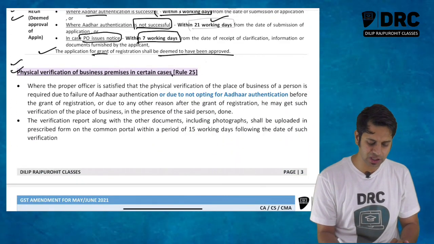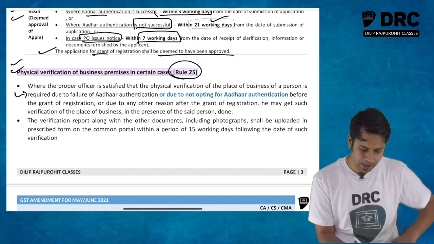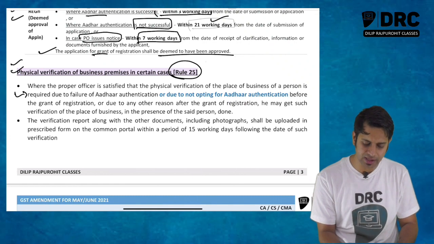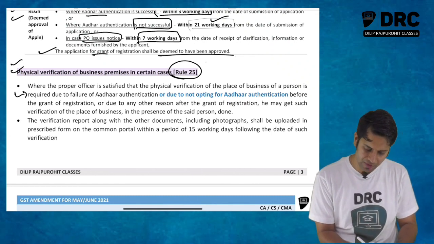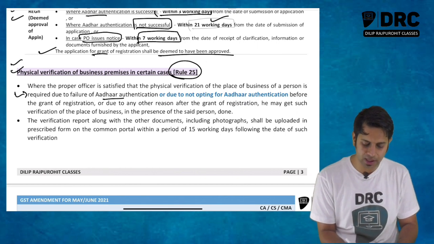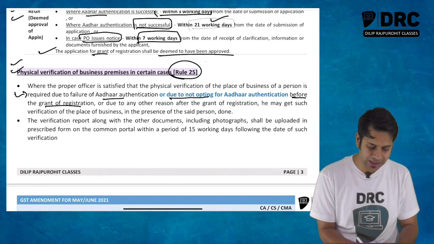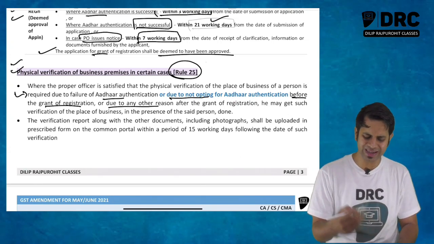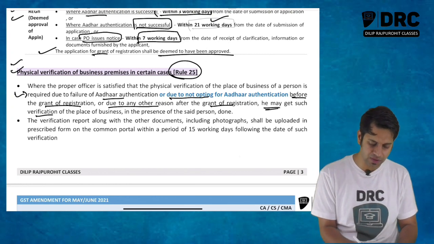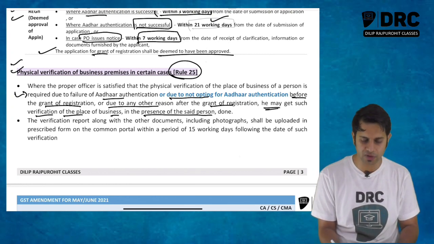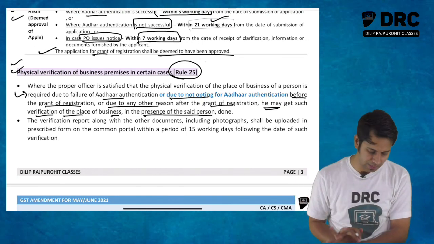How will this physical verification happen? Rule 25 has been notified for this purpose. Where the proper officer is satisfied that physical verification of the place of business of a person is required, due to failure of Aadhaar authentication, or due to not opting for Aadhaar authentication before the grant of registration, or due to any other reason after grant of registration, he may get such verification of the place of business done in the presence of the said person. In the presence of the applicant, he will do the physical verification of that particular premises.